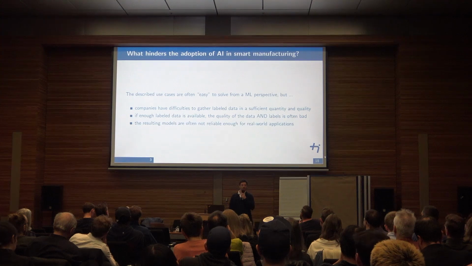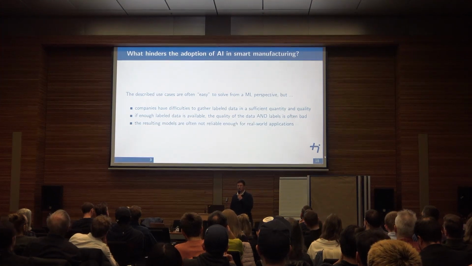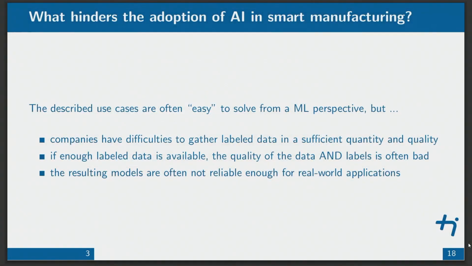However, we have several problems in manufacturing that hinder the adoption of AI. The first one is that many manufacturing companies, especially small and medium-sized enterprises, are still in the process of digitalization. So these companies often still face large difficulties to gather labeled data in sufficient quantity and quality. Setting up data pipelines already is a huge issue.